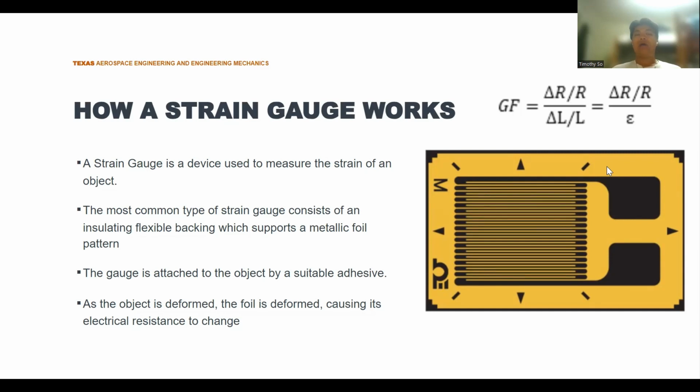Then as the object deforms or stretches in a certain direction, it causes a minor change in the resistance of the object, which changes the voltage difference, and that is something we can read. Then we can go backwards and find the resistance, and then the change in resistance, and then the change in length to find the strain, with the formula shown above.